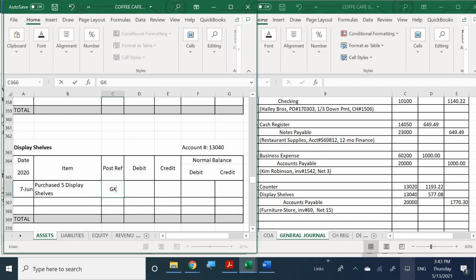Post reference, general journal number 2. And we acquired it for $577.08. Once again, since that's our first entry here, we should have a debit balance of $577.08.